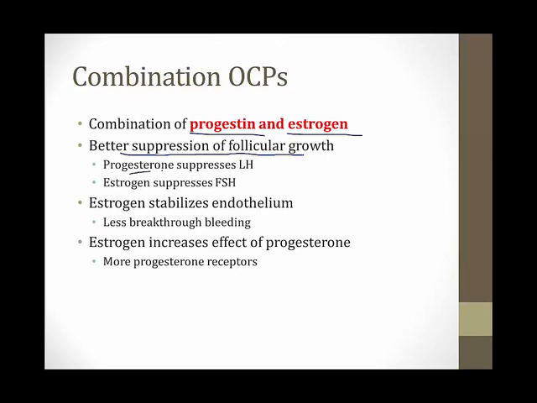The progesterone component will suppress LH, but the estrogen component will also suppress FSH. In addition, by adding estrogen to the progestin component, the estrogen stabilizes the endothelium, and this results in less breakthrough bleeding than progestin-only pills. And then finally, estrogen increases the effects of progesterone. It will increase the amount of progesterone receptors, and this allows a lower dose of progesterone to be used in the pills.